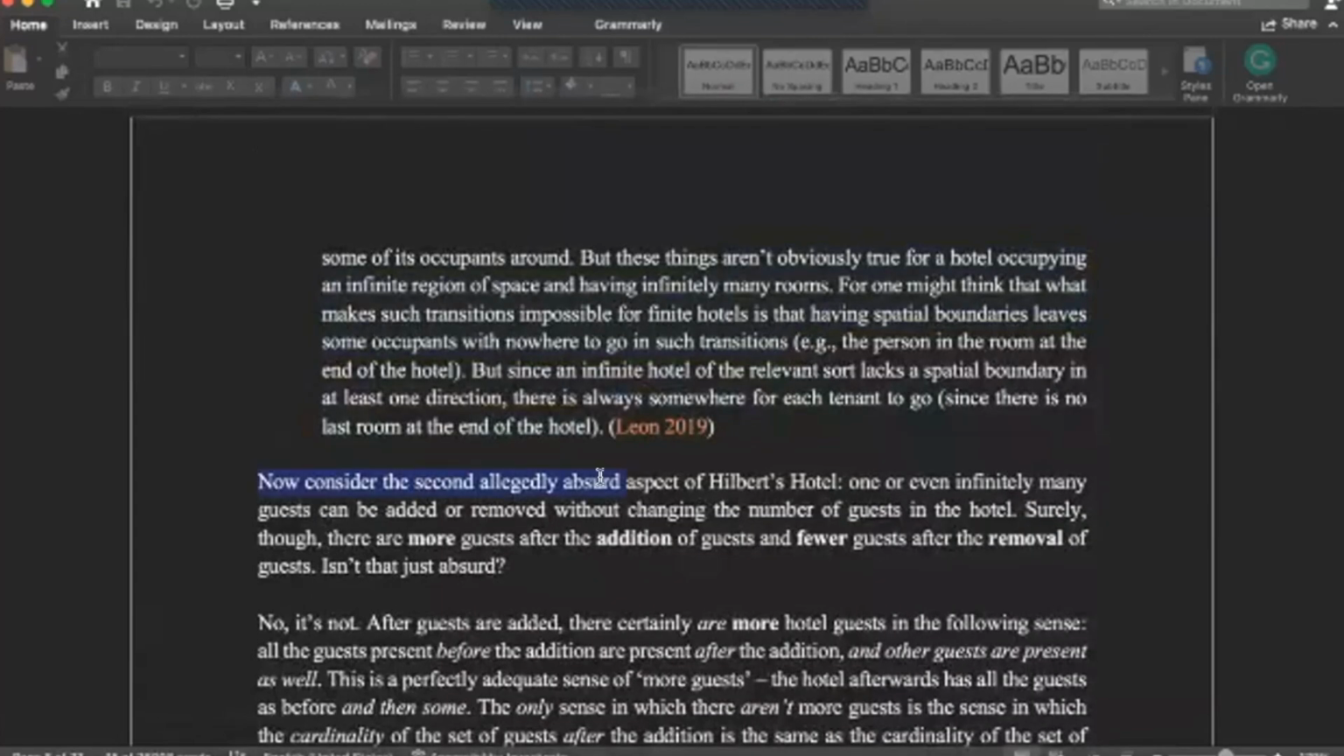Now consider the second allegedly absurd aspect of Hilbert's Hotel. Remember, that second allegedly absurd aspect was that one or even infinitely many guests can be added or removed without changing the number of guests in the hotel. Surely, though, there are more guests after the addition of guests and fewer guests after the removal of guests. Isn't that just an absurd aspect of Hilbert's Hotel? Well, again, no, it's not.